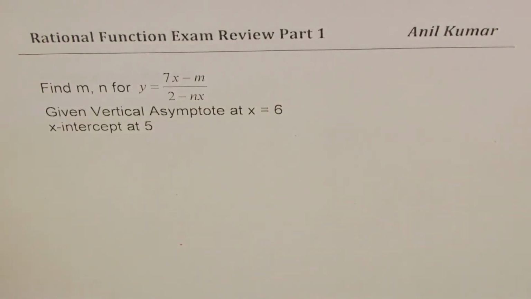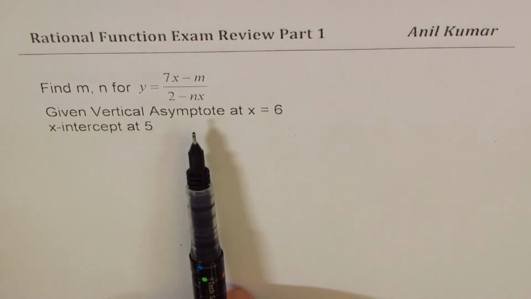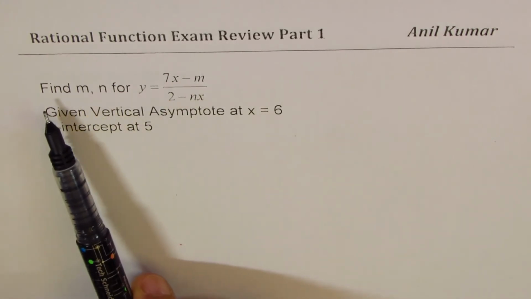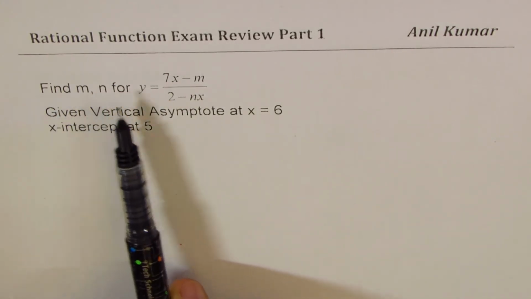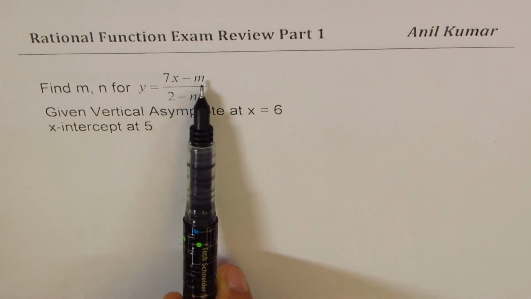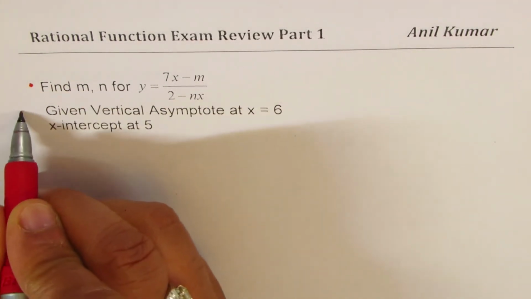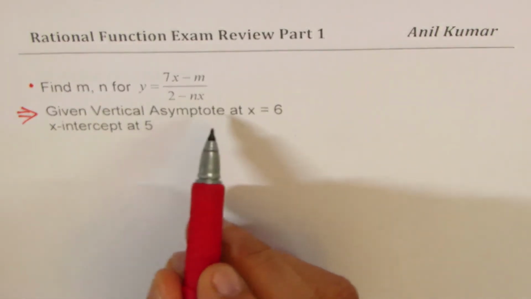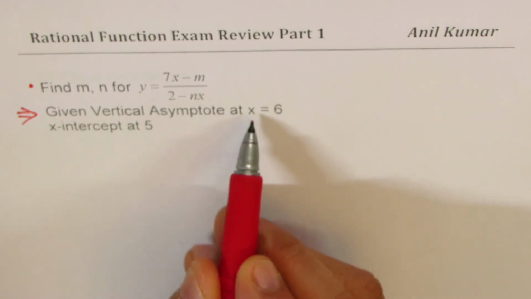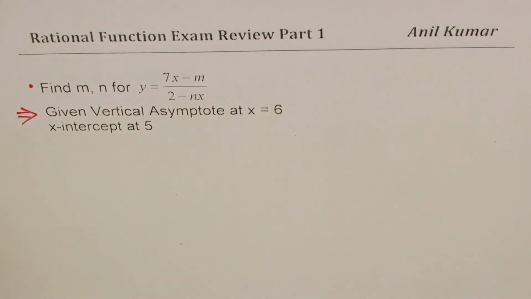So here, instead of a, b, c, d, we have some values. Okay, we have two values. So now the question is, find m and n for y equals 7x minus m over 2 minus nx. So that's the question for you. And what are we given? We are given some conditions. We are given a vertical asymptote at x equals 6.